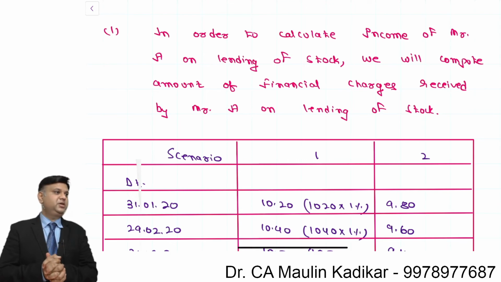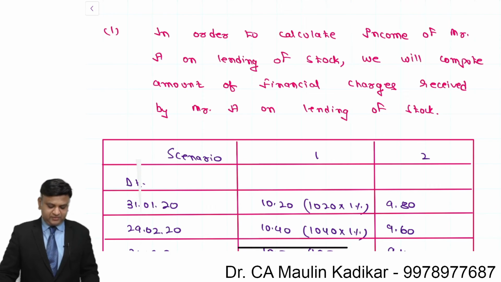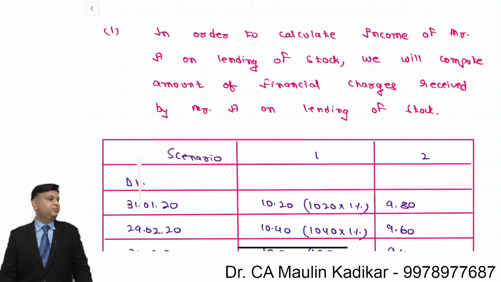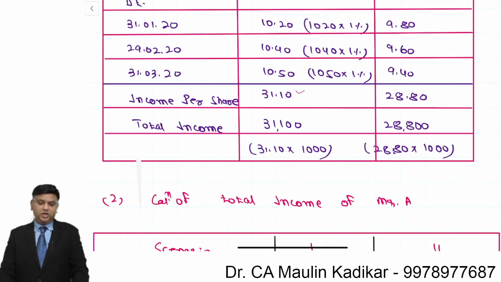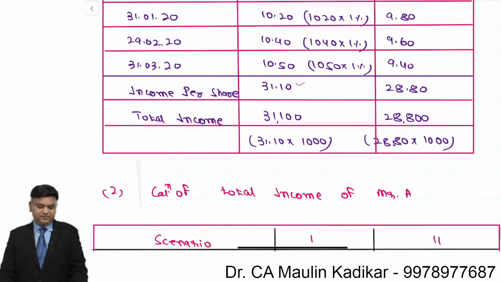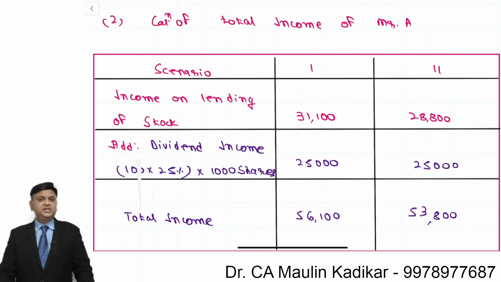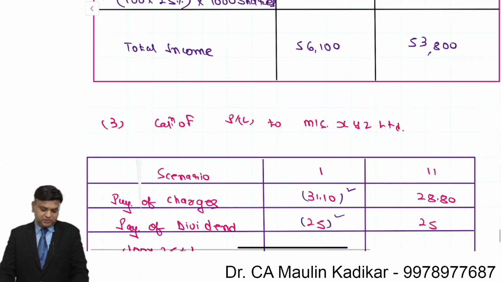So finally a small summary of the entire answer. The first part of the question says that you are required to compute only the lending charges which Mr. A is going to receive. It is simply the closing price into 1%. That is the amount of the lending charges that he is going to receive. On per share it is 31.1 in the first case and 28.8 in the second case, and with that the total income is calculated. The second question asks what is the total income of Mr. A? That is the lending charges plus the dividend income which he has forgone, which must be compensated by the borrower of the security at the time of refunding of the stock.